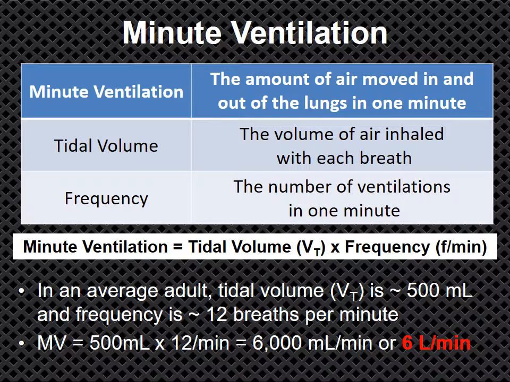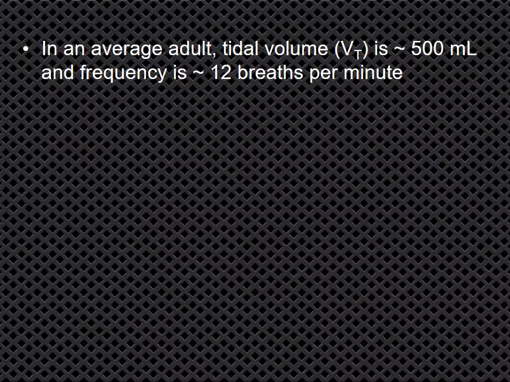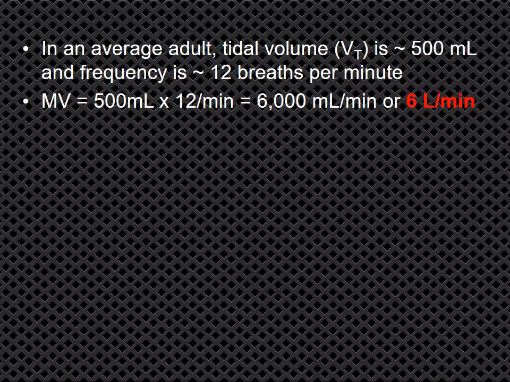To do that, we take the tidal volume, that's the volume of air breathed in one breath, times the frequency, or you could use the respiratory rate, it's the same thing. What the minute ventilation is, is how much air is moved in and out of the lungs in 1 minute. So we figure out the volume of air in one breath times the number of breaths in 1 minute, and that's when we get the minute ventilation. So if we take 500, a nice average tidal volume, and 12 breaths per minute, we get 6,000, or 6 liters of air in and out of the lungs in 1 minute.